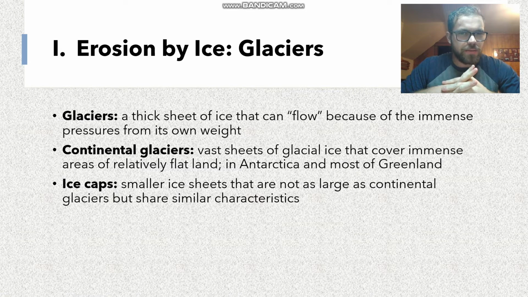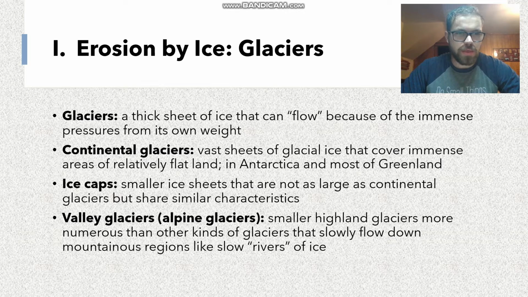Now we have these things we call ice caps. They're pretty much like continental glaciers, except they aren't quite as big. So the smaller ice sheets that are not as large as continental glaciers, but they share very similar characteristics. When you look at them, they're just not quite large enough to call them continental glaciers.